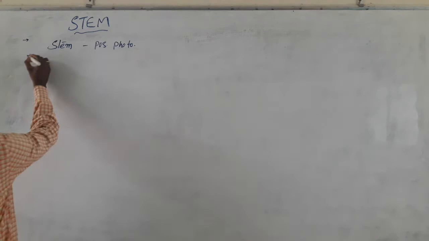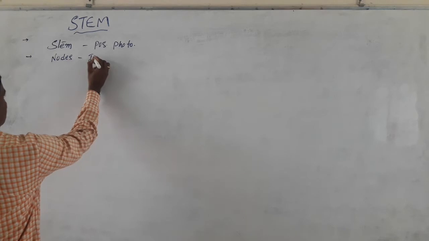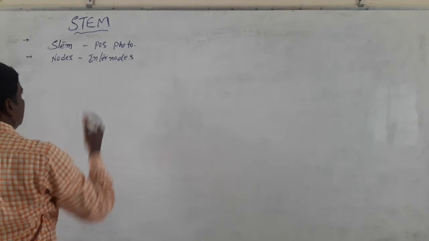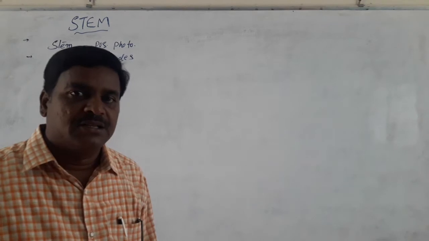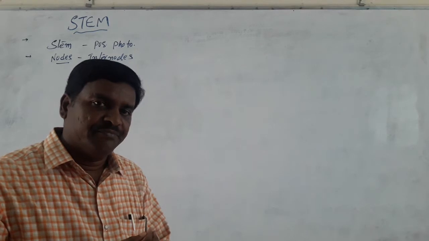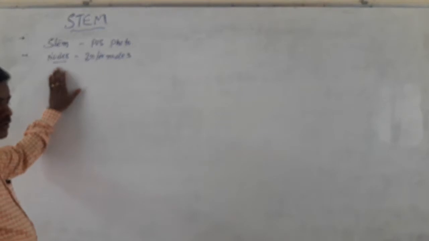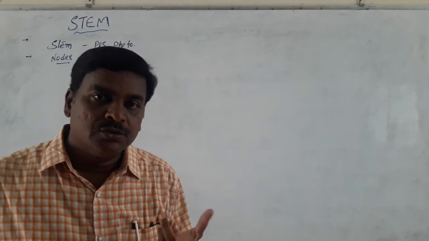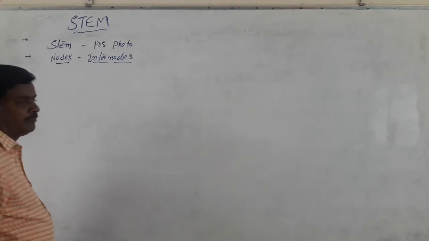Stem is also represented by a number of nodes and internodes. A node is the part of the stem where the leaves are attached. Such part of the stem is considered as a node. Similarly, the portion present between two successive nodes is considered as an internode.